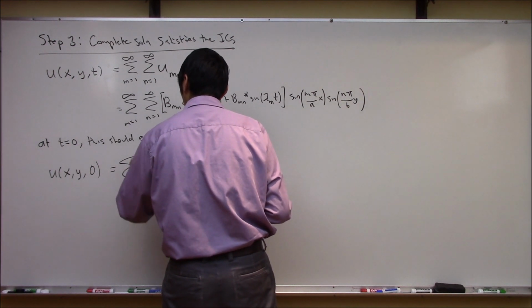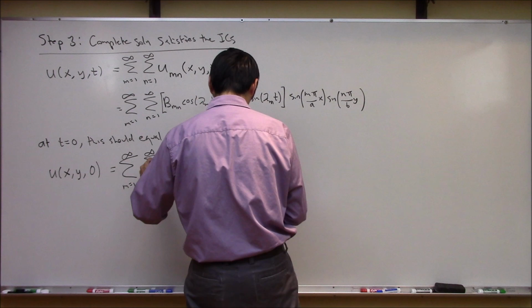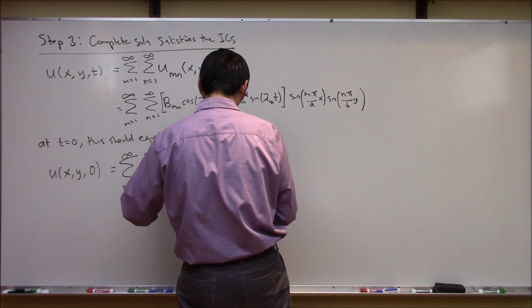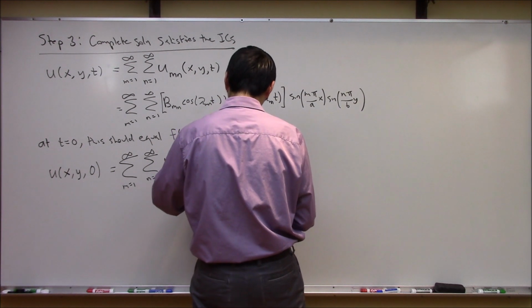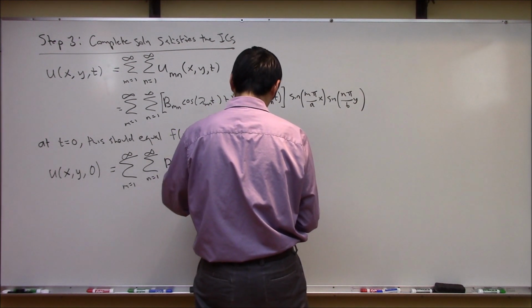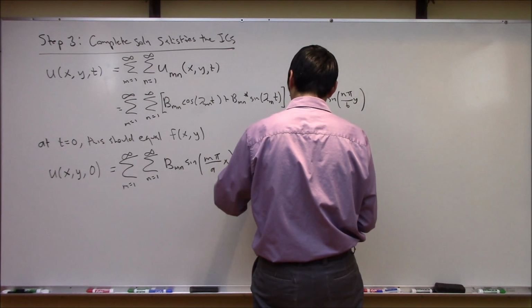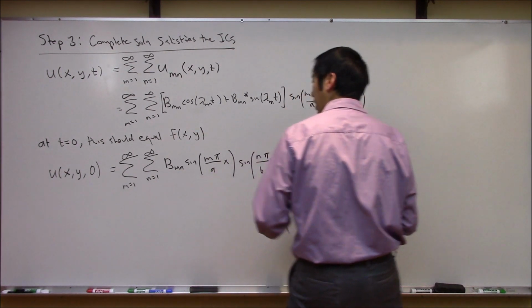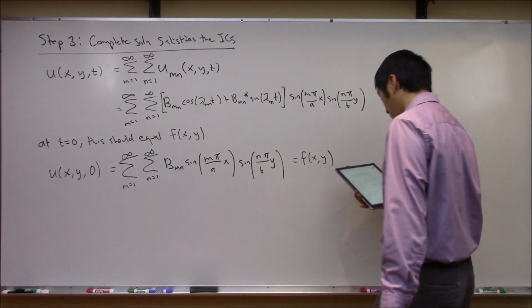Summation n equals 1 to infinity and m equals 1 to infinity here. We end up with just a b_mn sine of m pi over a x times sine of n pi over b y, right? This whole thing better equal f of x, y, right?